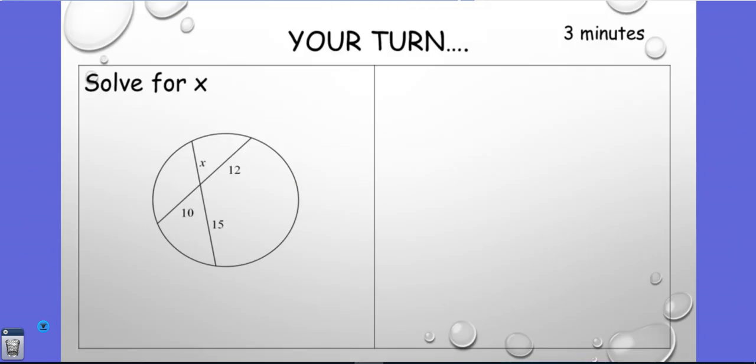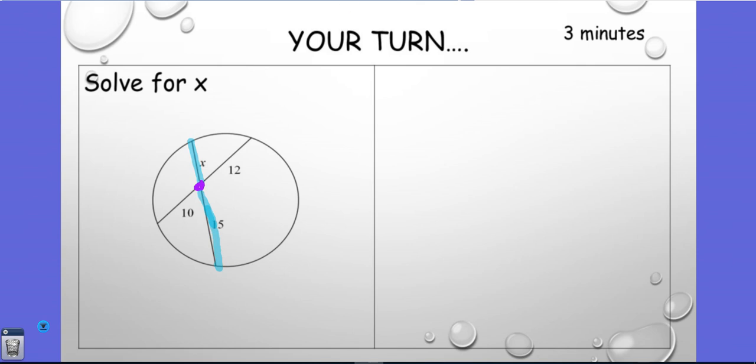All right, so we're dealing with a situation where we have two chords. And I know this is a chord because it intersects the circle twice. It touches one end of the circumference and the other end of the circumference, but it stops. It doesn't keep going like the secant. So I'm going to highlight this piece to the point of intersection, and then I'm going to highlight the other piece to the point of intersection.